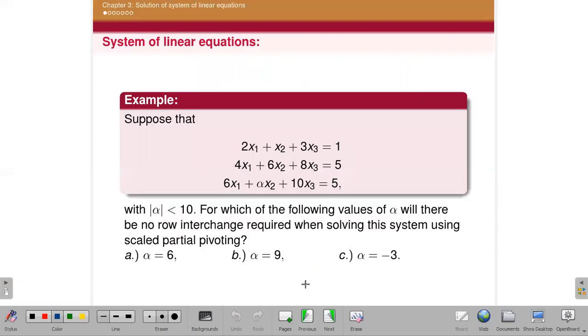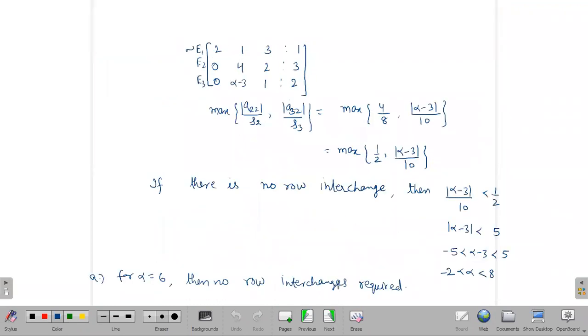If this question comes in the exam, then you put 6 here, then you do scaled partial pivoting in that, applying the full method, then you will check whether no interchange is required or not. Then you put alpha equal to 9, it is not the case. You have to do it 3 times. So do it by general alpha, then you decide your values. So any question in this problem?